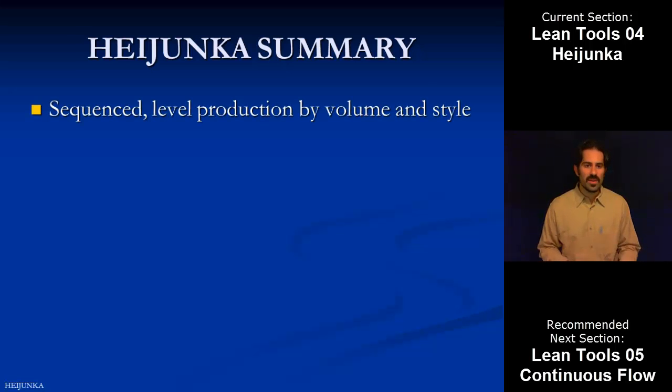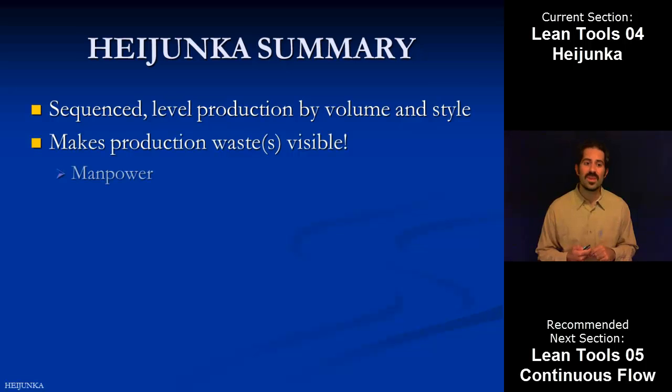So in summary, just to hit on it one more time, we want to sequence and level our production by volume and style, both of those together. That's critical. And when we can do that, it makes our production waste visible. We can see it in our manpower. Do we have more people than we need? Are we overstaffing because of how we're producing? And then we can also see it with inventory. Are we building up more inventory than we need and wasting money on big inventory stockpiles because we're not planning our production smartly?